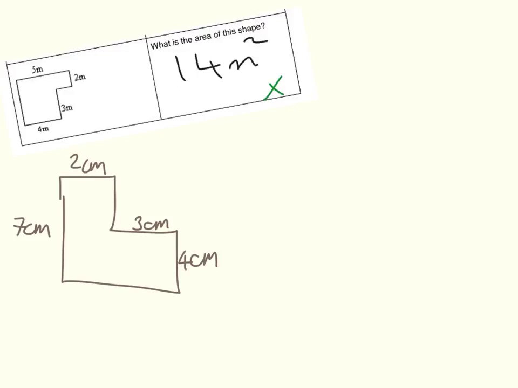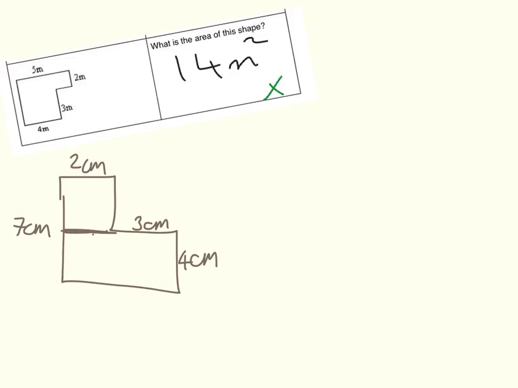Now I need to cut this into two rectangles, and I can either cut it here, so I've got one rectangle here and one rectangle here, or I can cut it here, so I've got an upright rectangle and that one there. So it really doesn't matter which way I do it. I'm going to do it this way.